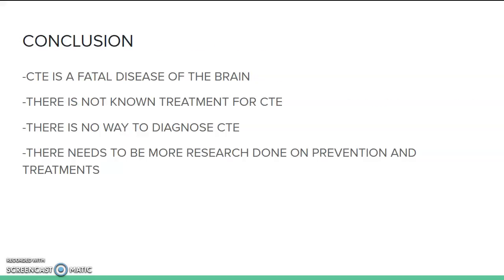Conclusion: CTE is a fatal disease of the brain. There is no known treatment for CTE. There is no way to diagnose CTE. There needs to be more research done on the prevention and treatment of CTE.